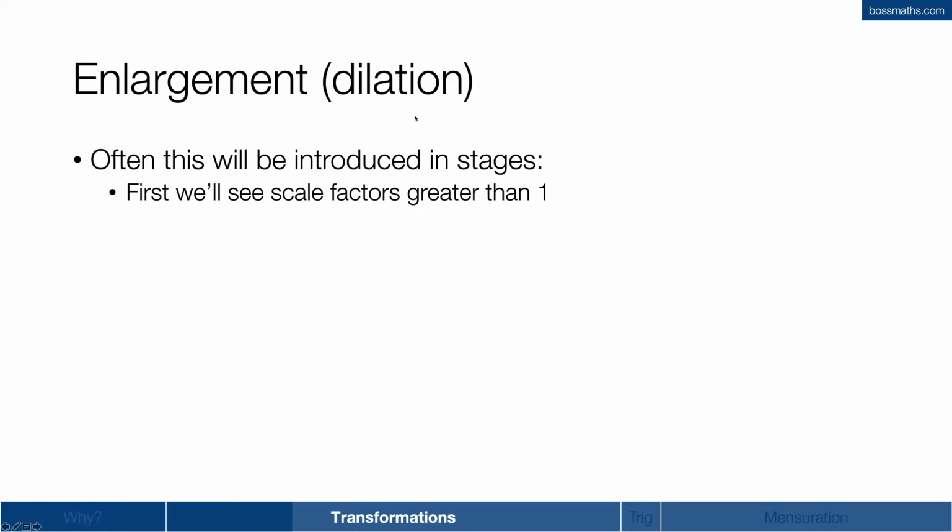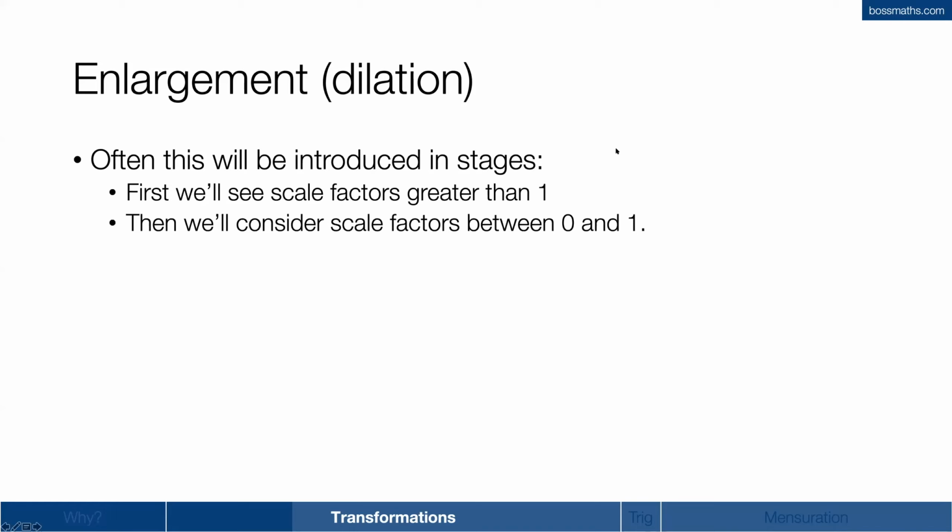So often the topic of enlargement, and to be honest, this is how I've done it for years, and I'm not very happy about it, but this is what I've done. I'd introduce it in stages, and first we'd see scale factors greater than 1. Then maybe I would consider scale factors between 0 and 1. And then after that, we'd look at negative scale factors. And I might break that down into sort of 2 parts. We'd have scale factors between 0 and -1, and then scale factors below -1.